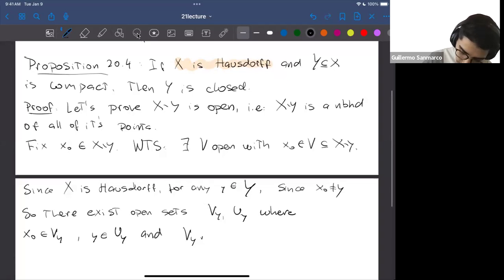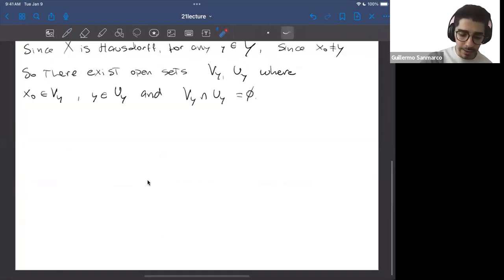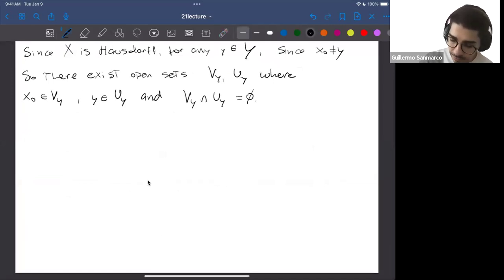V_y intersection U_y is empty, and that's because I have two different points in a Hausdorff space. So what am I doing here? I'm not really doing a lot. What I'm doing at this point is I will build upon this picture.